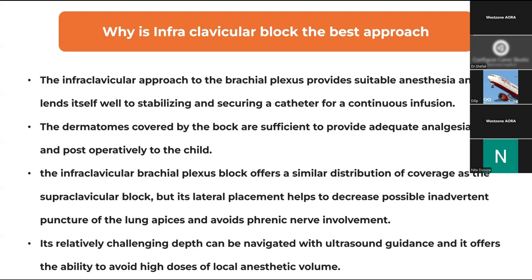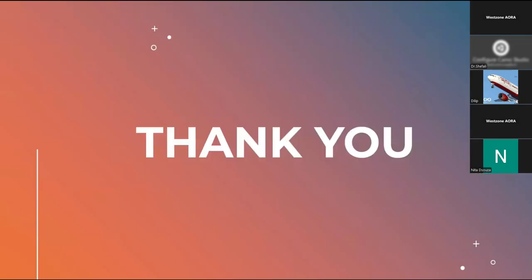The infraclavicular brachial plexus block offers a small distribution of coverage, but its lateral placement helps to decrease the possible inadvertent puncture of the lung apices and avoids phrenic nerve involvement compared to a supraclavicular block. It is relatively challenging. Depth can be navigated with ultrasound guidance, but this problem is often not faced in the pediatric population. Thank you.